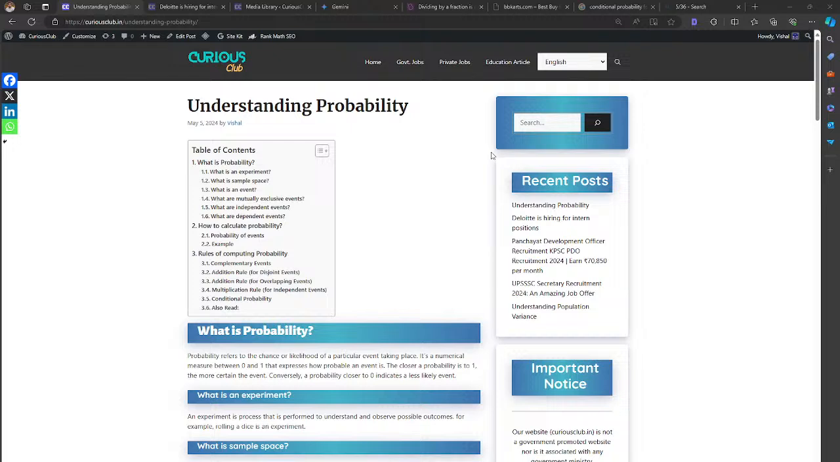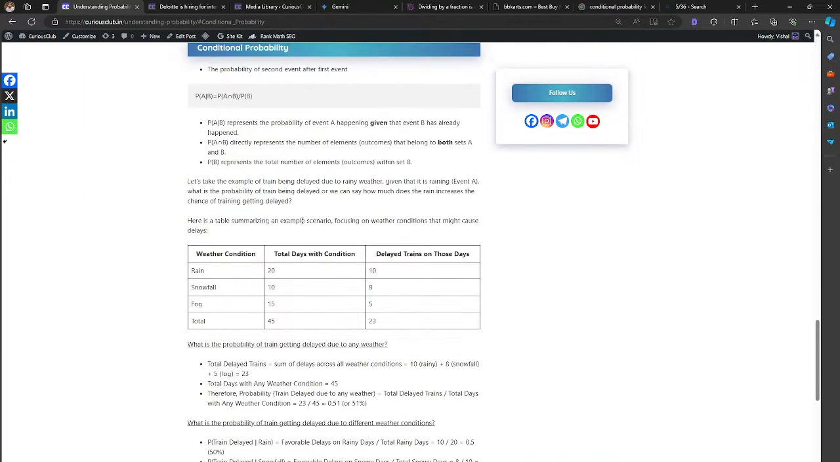So, this is an article where I have explained probability in multiple ways. In this video, I'm just going to talk about conditional probability. Conditional probability is where we calculate the probability of event B happening when event A has already happened. Given that event A is done, what is the probability of event B?